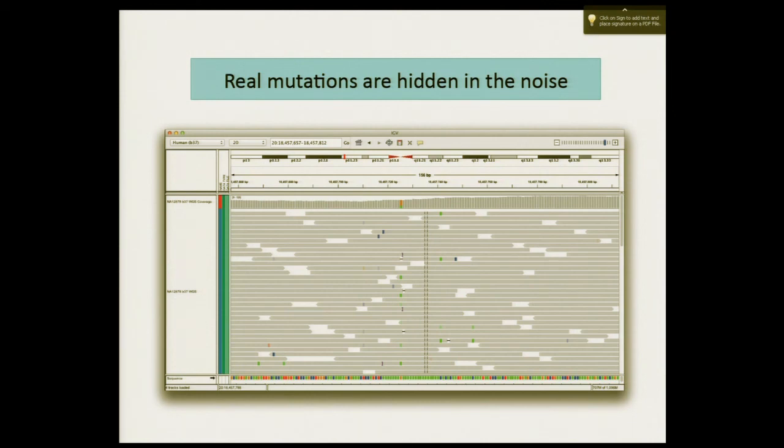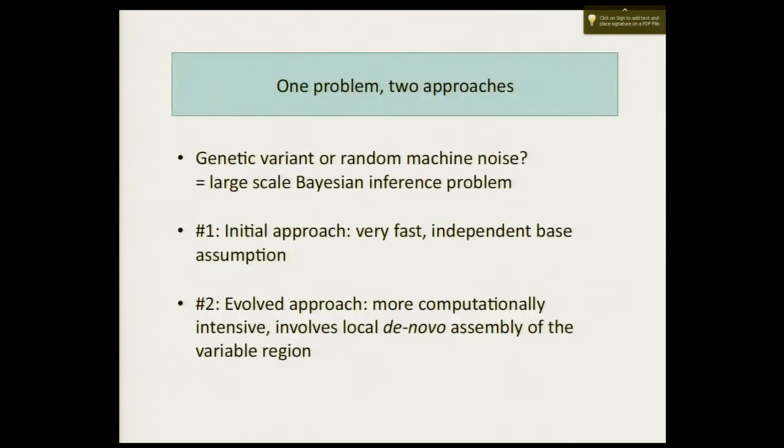For example, here in this location, you have this green mismatch in maybe something like 20 or 30% of your reads. Is that a real SNP? Who knows? It could be either way. That's why we need more sophisticated analysis tools. The question that we're trying to answer is, is there a genetic variant in my data, or is this some random noise? So we have this large-scale inference problem.